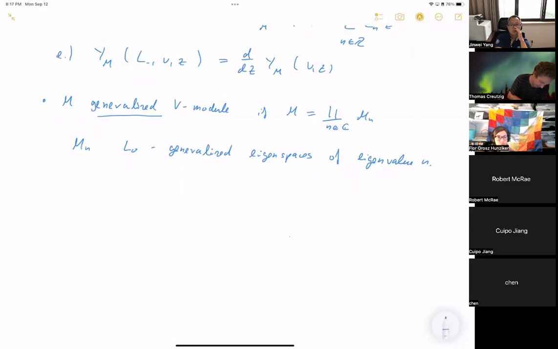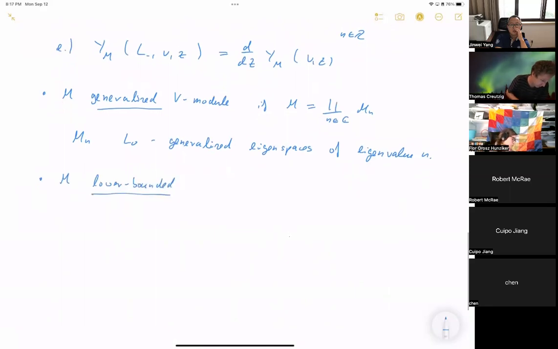Okay, so generalized is quite general. What else can we do? Now we call the module lower bounded if the L_0 eigenvalue is lower bounded.